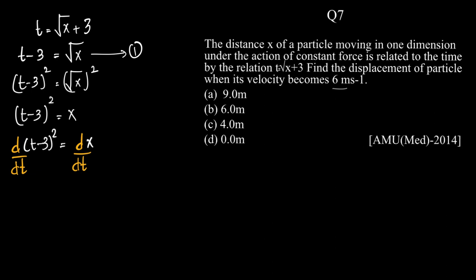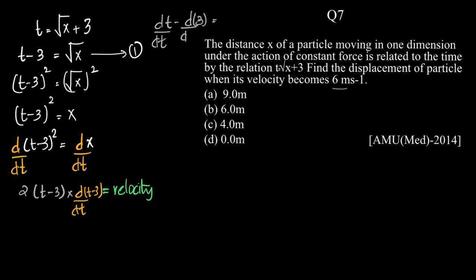Now what is d by dt of x? D by dt of x is velocity. So this becomes 2 into t minus 3 into d by dt of t minus 3. What is d by dt of t minus 3? See, d by dt of t minus 3 is d by dt of t minus d by dt of 3, which is equal to 1 minus 0. So this reduces to 2 into t minus 3 into 1 is equal to v. So we have 2 into t minus 3 is equal to v.